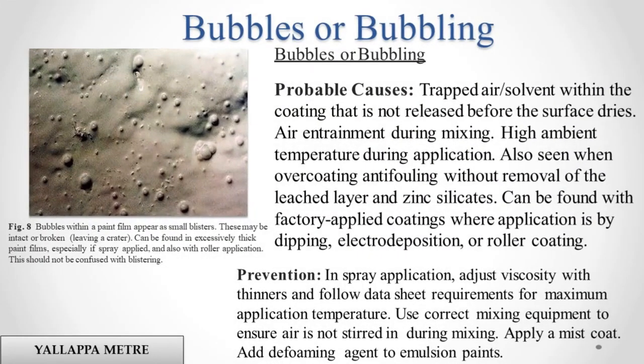Bubbles or bubbling. Probable causes: trapped air or solvent within the coating that is not released before the surface dries. Air entrainment during mixing. High ambient temperature during application. Also seen when overcoating and defouling without removal of the leached layer and zinc silicates. Can be found with factory-applied coatings where application is by dipping, electrode deposition, or roller coating. Prevention: in spray application, adjust viscosity with thinners and follow datasheet requirements for maximum application temperature. Use correct mixing equipment to ensure air is not stirred in during mixing. Apply a mist coat. Add defoaming agent to emulsion paints.